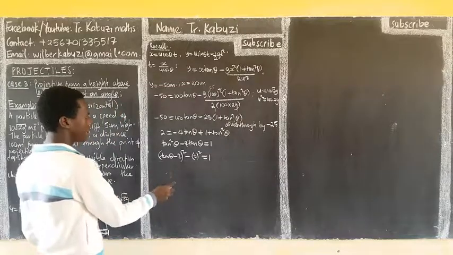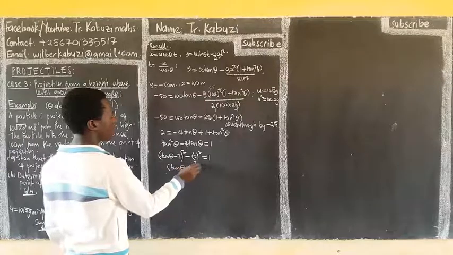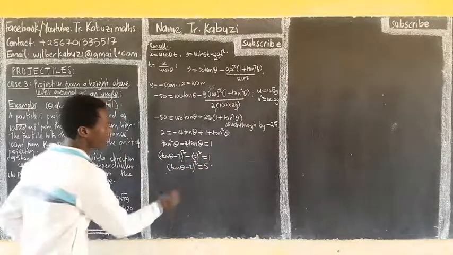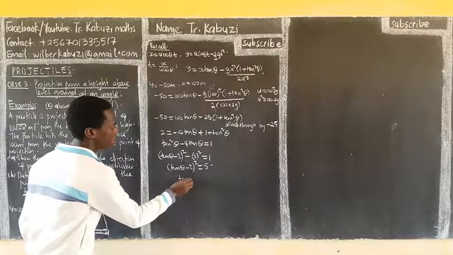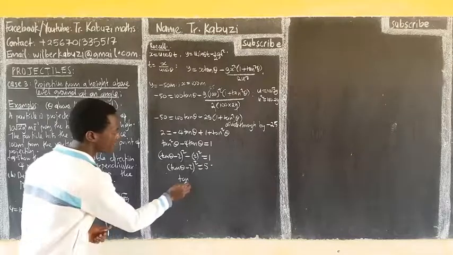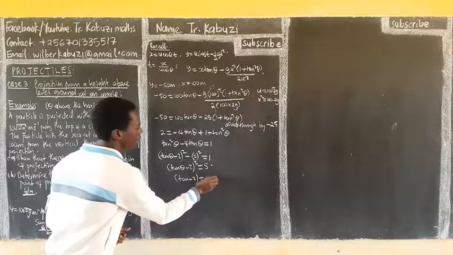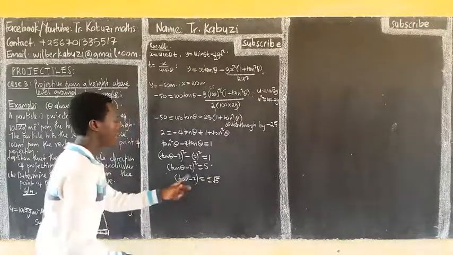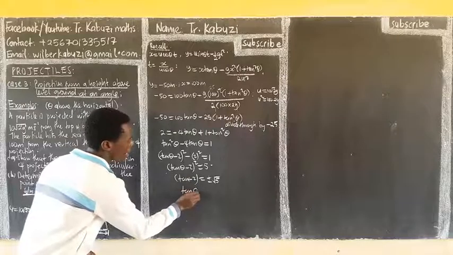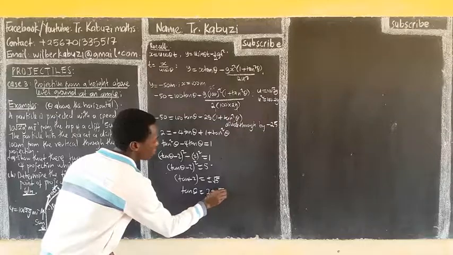So when I do this now, you see I'll be having (tan theta − 2)² = 2. This is 4, take it aside: 5. Getting the square root, now here I'm having two possible roots. Getting the square root will be plus or minus root 5. When I take the 2 to the other side, my tan theta will be 2 plus or minus root 5.